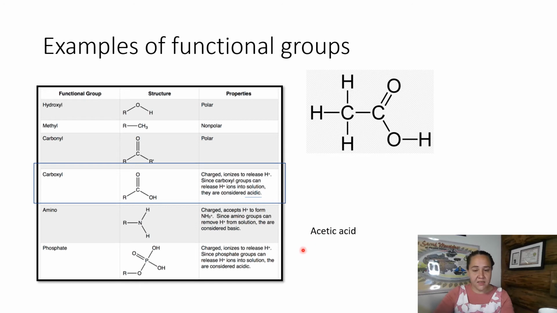If we look at acetic acid, which is an important biological compound, we see this hydrogen hanging out, kind of dangling off on this structure. That hydrogen is easily reactive within water, so it'll lose this proton and increase the acidity of whatever water or whatever solution it's in, so therefore a carboxyl functional group is considered acidic.